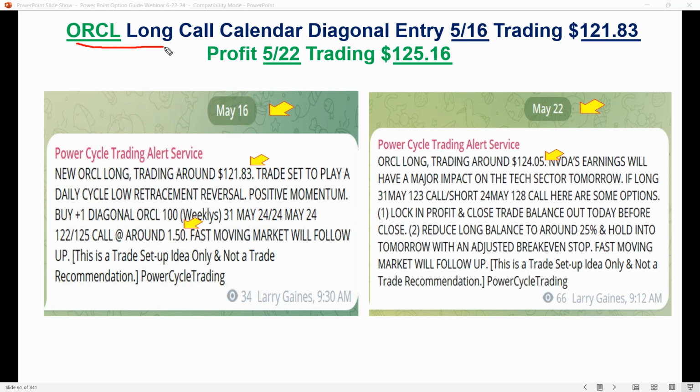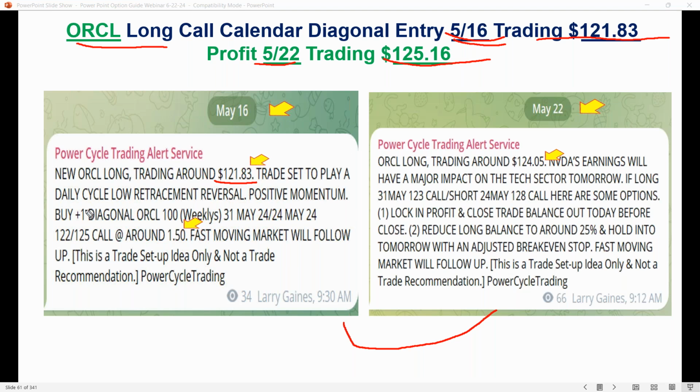So here's one that we did on Oracle. On the 16th, it was trading at 121.83, and this was coming down. We're looking for that turn, right? But we wanted to buy ourselves some time if it took longer to have that turn. And this one, we didn't have to stay in too long. It turned pretty quick. So on the 22nd, it was trading at 125.16.